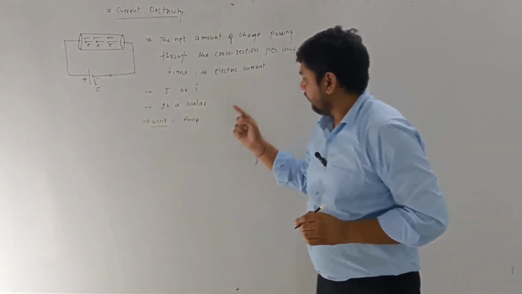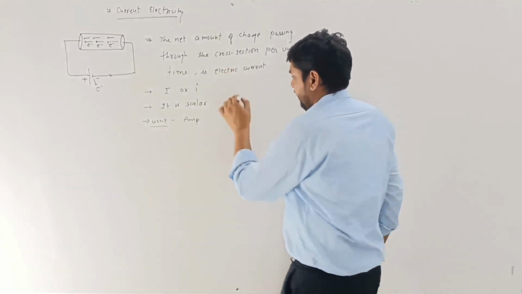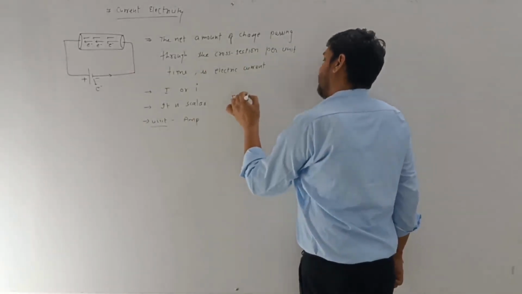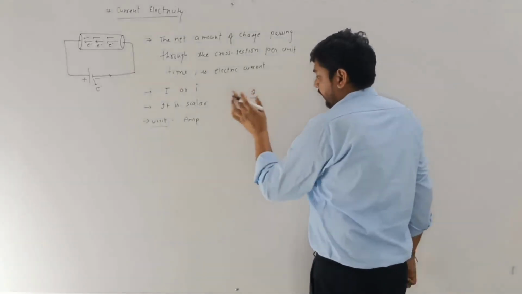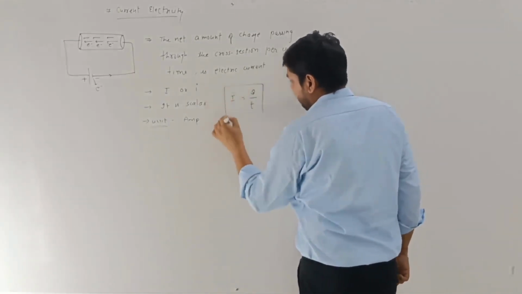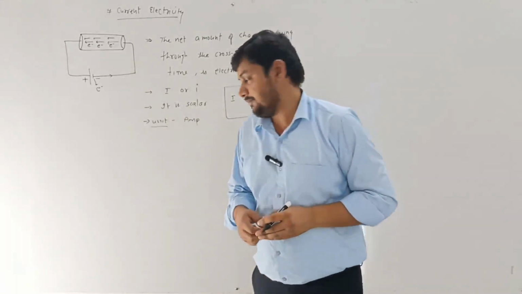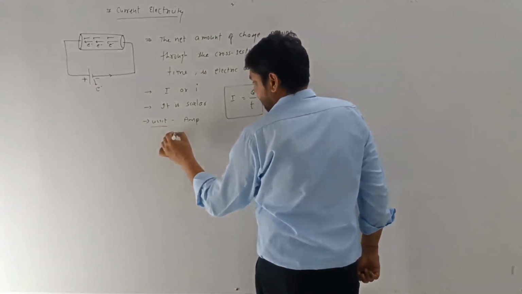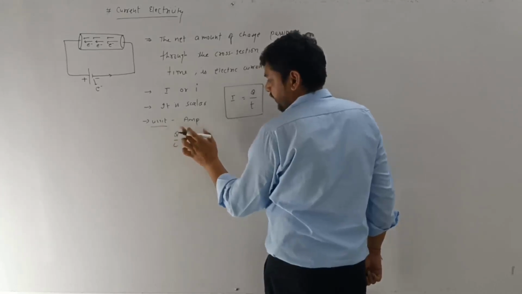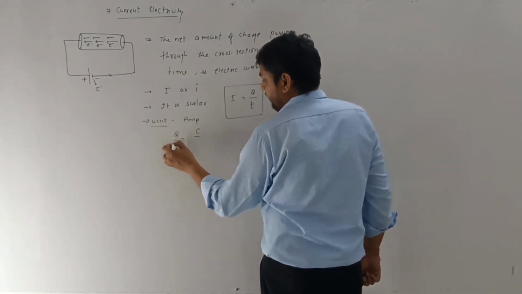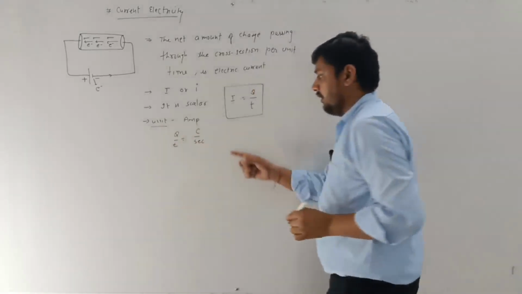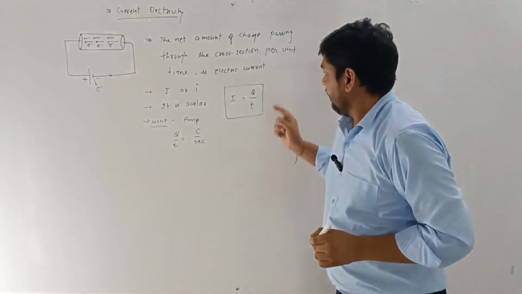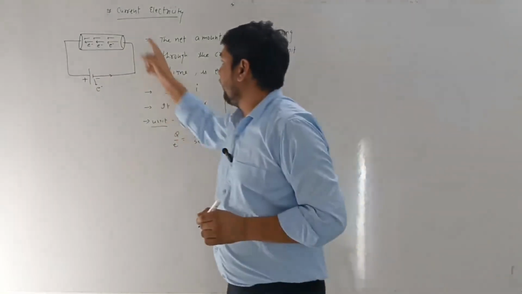If we talk about the formula of electric current, as per the definition, we consider the net amount of charge is Q and the time is T, then I is equal to Q upon T. This is the formula of electric current, and from here the unit can also be written. We know the unit of charge is coulomb and the unit of time is second, so coulomb per second is also a unit for this quantity. So this is the concept of electric current.